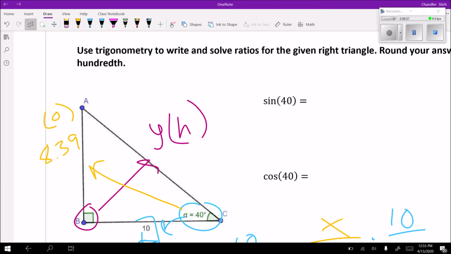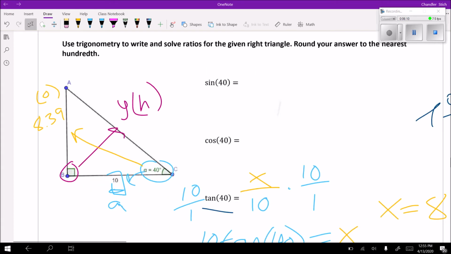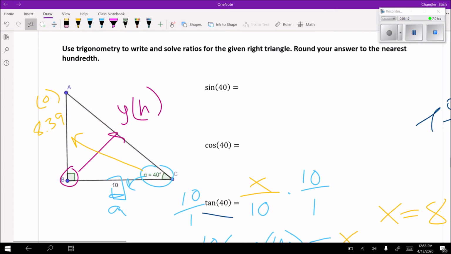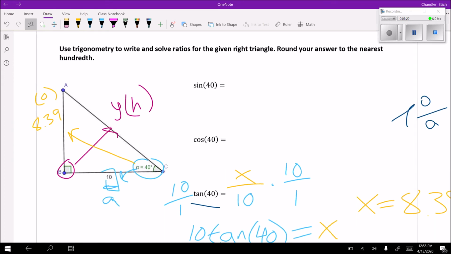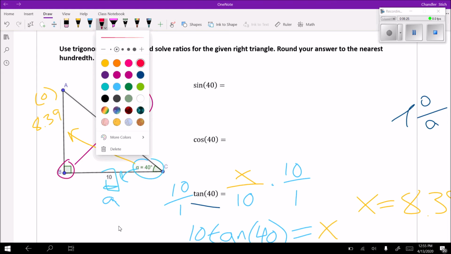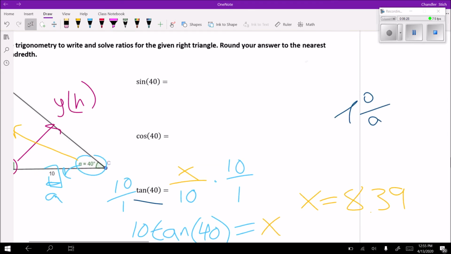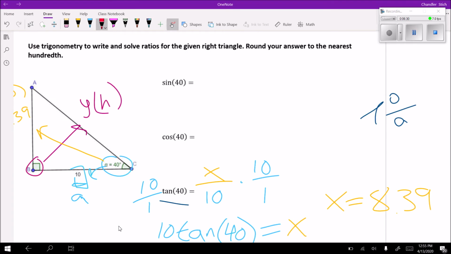So now what do I have? I have opposite, I have adjacent, I don't have my hypotenuse yet, so let me actually use, we can do cosine. Cosine of 40 is equal to, well, what's cos? Let's think about this. Cosine is adjacent over hypotenuse. Alright, so what's adjacent? Adjacent would be 10. What's my hypotenuse? I don't know yet.